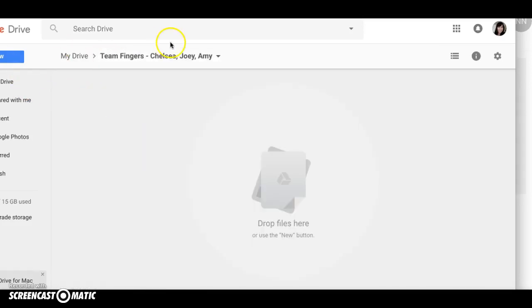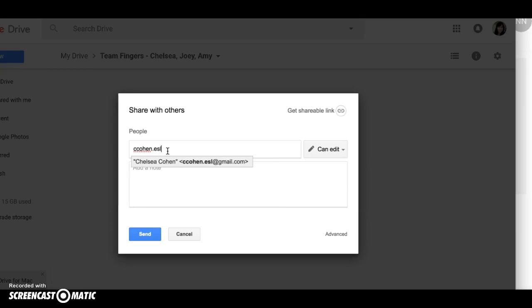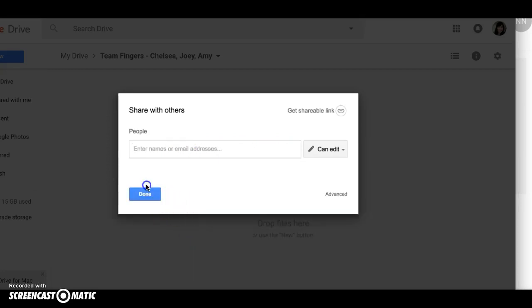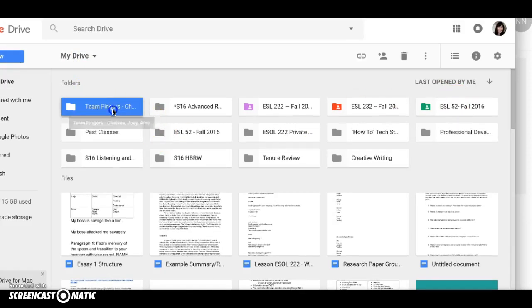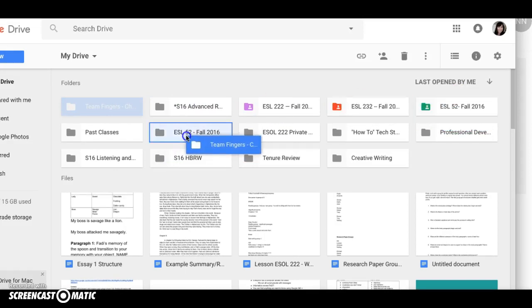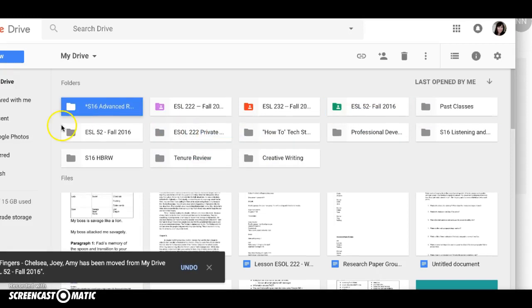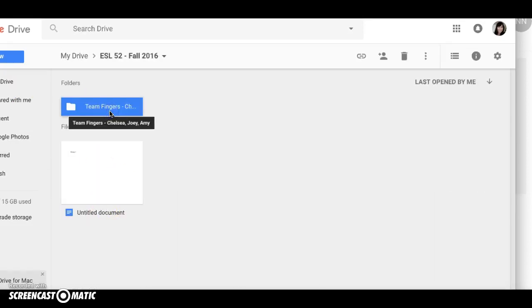And once you have your folder, make sure that you share it with me and with your teammates. So everybody should have this folder, right? So here's my email address. You know how to share with me and share with your teammates as well. So make sure everybody has that folder. You can also organize so that in your ESL 52 folder, your research folder lives. So I'm going to put that in there. This ESL 52, fall 2016. And so now when I log into my Google Drive, I'll click there and you'll see my research folder. That's just an organization tip for you. Okay.